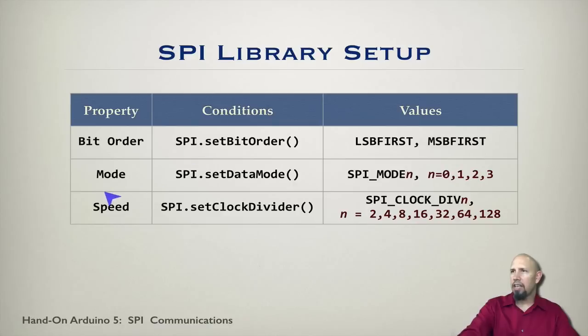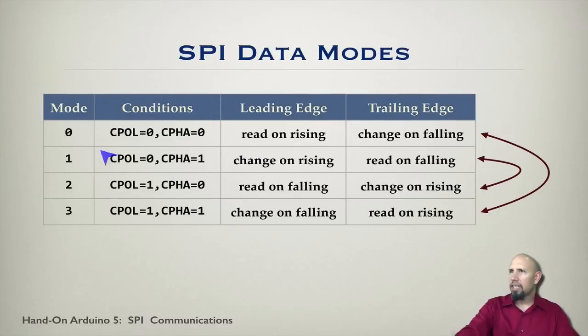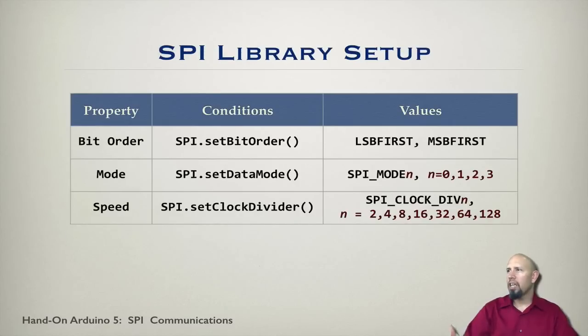You can select that. The mode is SPI set data mode, and you have the different modes, and these modes again come back to this setup. So you can pick them if you want. There is one already predefined. I believe that mode 0 is the default.